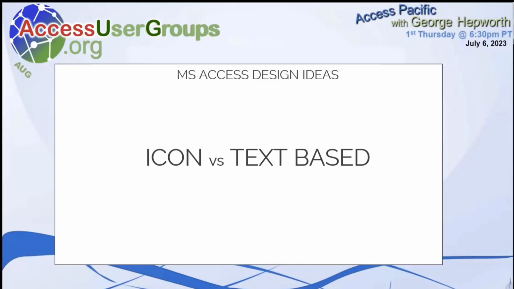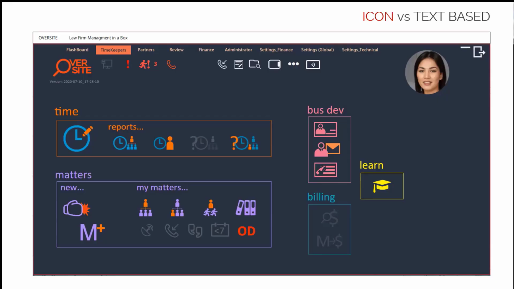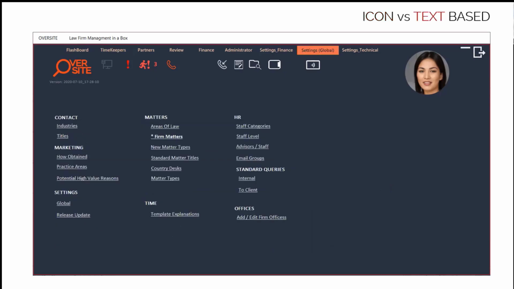So we come to the topic of icon versus text-based. Okay, so I prefer icons to text interface, but it's not always one size fits all. So here we've got an icon-based window or form. And one challenge with icons is that when you're trying to represent a concept with an icon, it's not always obvious. So how do we deal with that? And we'll look at that a bit later.